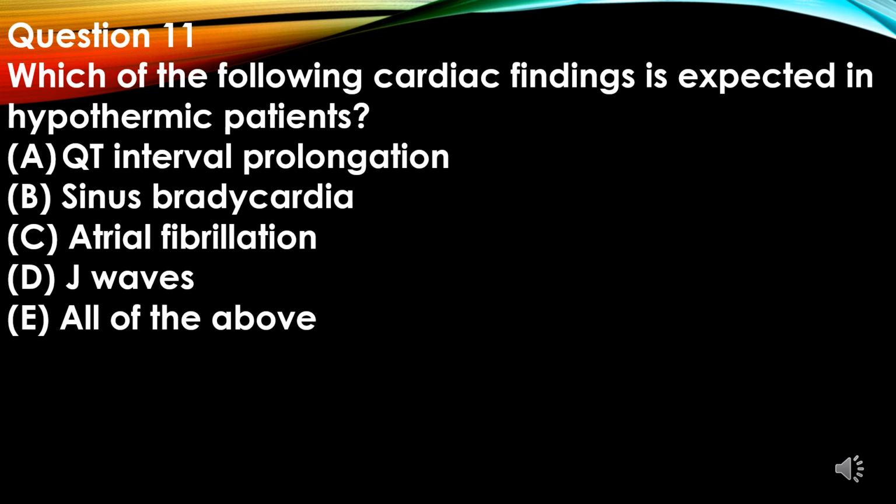Question 11. Which of the following cardiac findings is expected in hypothermic patients? A. QT interval prolongation. B. Sinus bradycardia. C. Atrial fibrillation. D. J waves. E. All of the above.